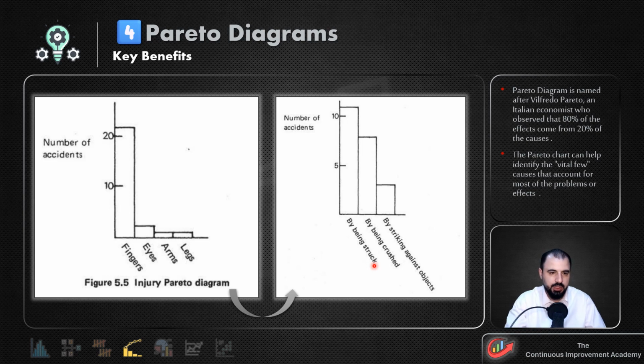So here I identified the areas of improvement, and then here I used the Pareto diagram in order to identify the key issues for the specific area of improvement that I'm focusing on right now.